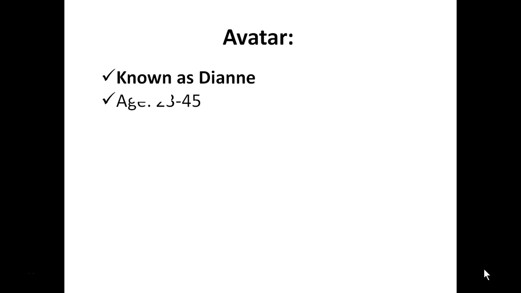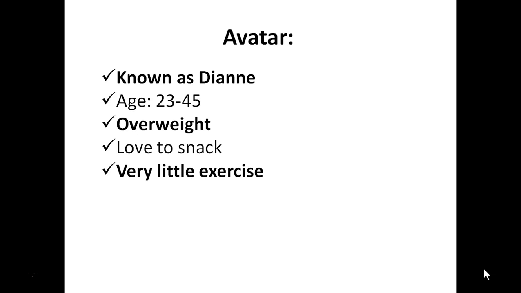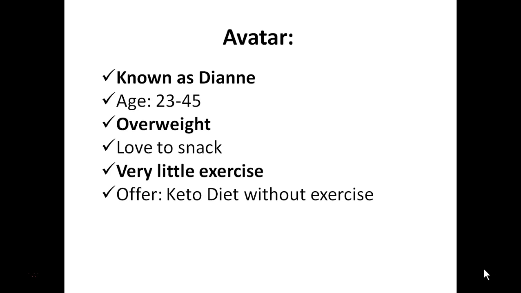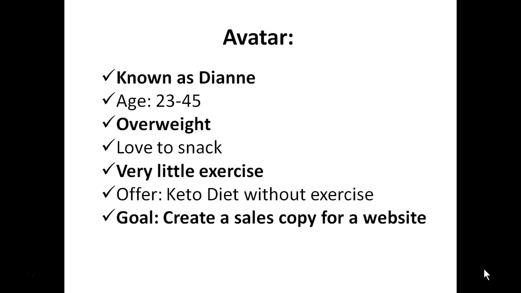Now that we know what an avatar could mean for our project, we're going to do one from scratch. So in this particular example, I'm going to demonstrate. We're going to call an avatar Diane. Tongue twister there. Roughly about 23 to 45 years old. They're the people we're targeting. They're overweight. Now, I'm not trying to insult people here, but it's just an example. This person loves to snack and does very little exercise. So what we're offering is a keto diet without exercise. Sounds very attractive, doesn't it? And the goal of this script generator we're going to use is to create a sales copy for a website. Okay, let's get into it.